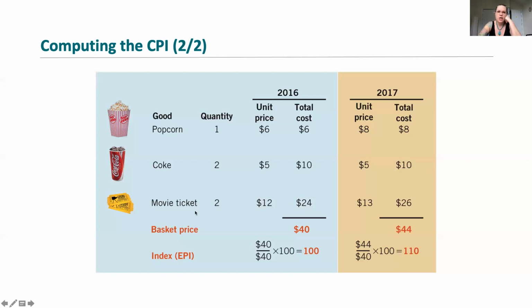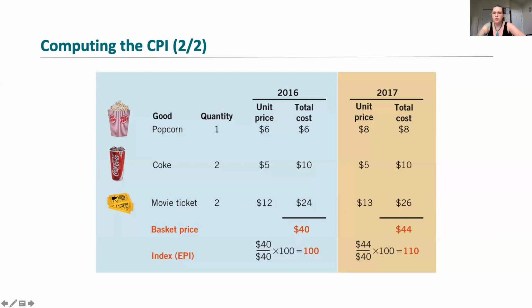tickets. Okay, so we can see that the total cost of this basket in the base year, which we're calling 2016, is $40 total on all the items in the basket. Let's allow this to be the base year. So that means it'll be assigned a price index of 100, because it's base year over base year times 100. Then we look at how much prices went up between 2016 and 2017. So we calculate how much we spent in 2017 on the same basket of goods. And we can see that in 2017, the same basket of goods cost us $44 to consume.